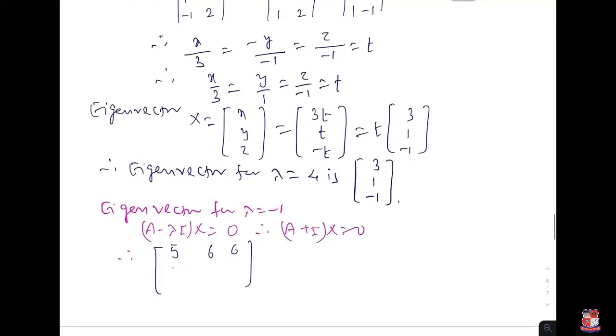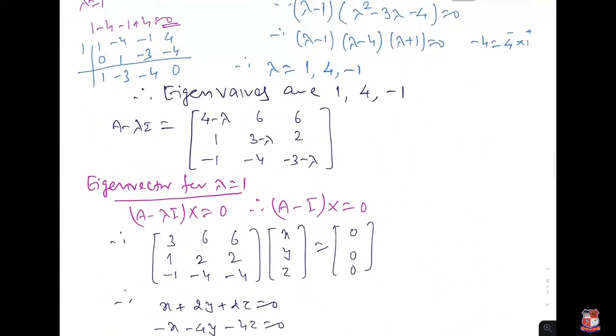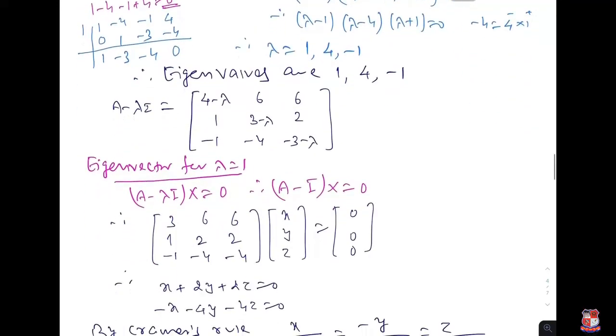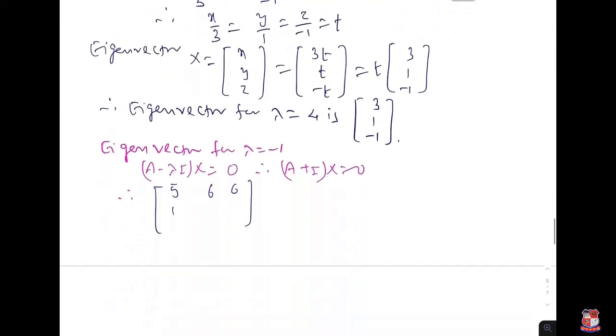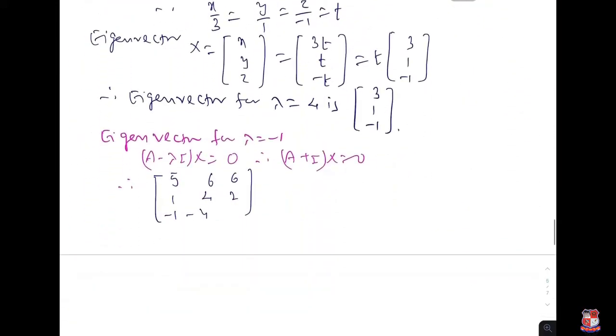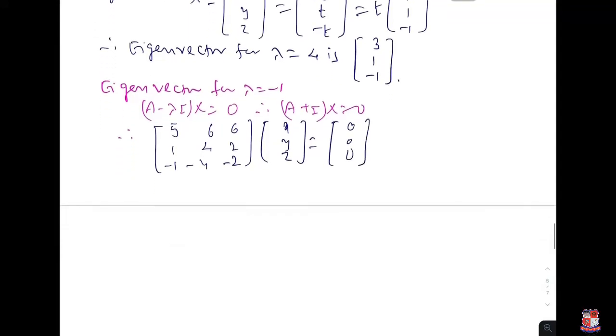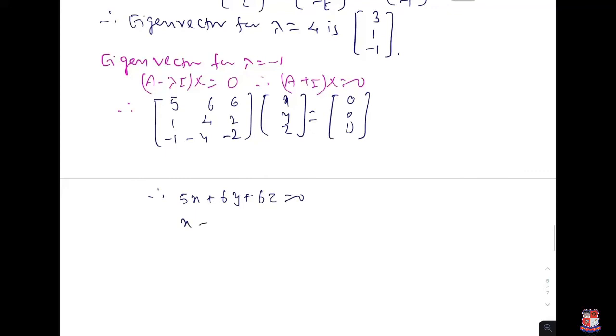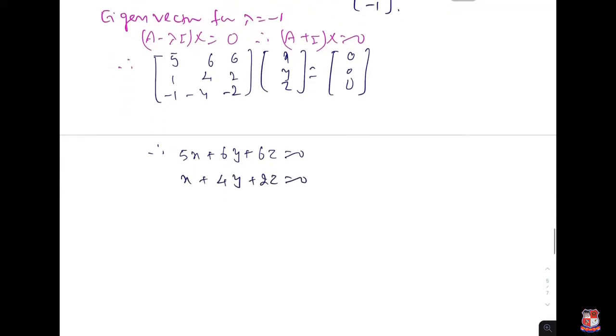Next is 1. Now lambda is minus 1, so minus 1 here is 3 minus minus 1, so that is nothing but 4. And the other element is the same. Next is minus 1 minus 4, and minus 3 plus 1, so that is minus 2. Then x, y, z is equal to 0, 0, 0. So now this is nothing but 5x plus 6y plus 6z equal to 0, x plus 4y plus 2z equal to 0.